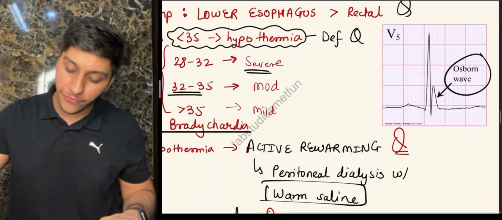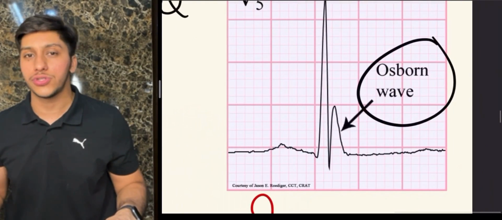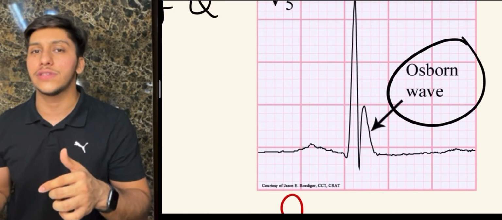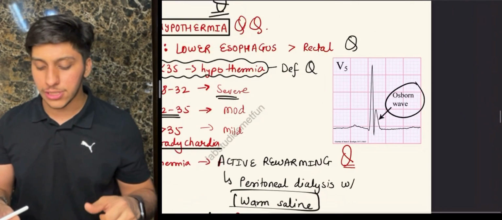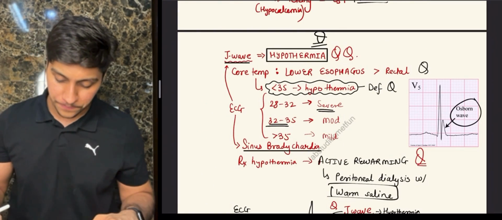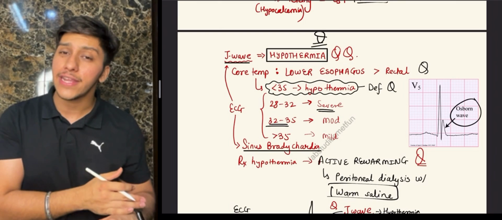If they ask you to identify this, it is an example of the Osborn J wave. So along with the history, along with this Osborn J wave, you can crack the diagnosis and make sure you know the answer as well. Let us integrate this with another anesthesia topic.